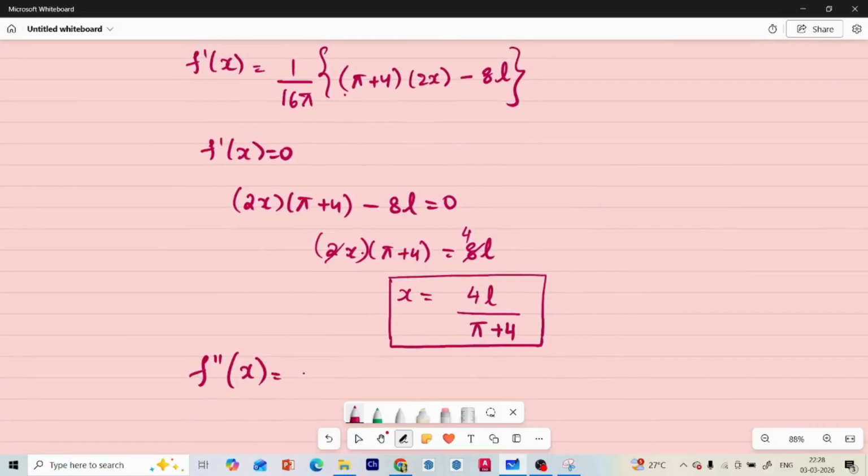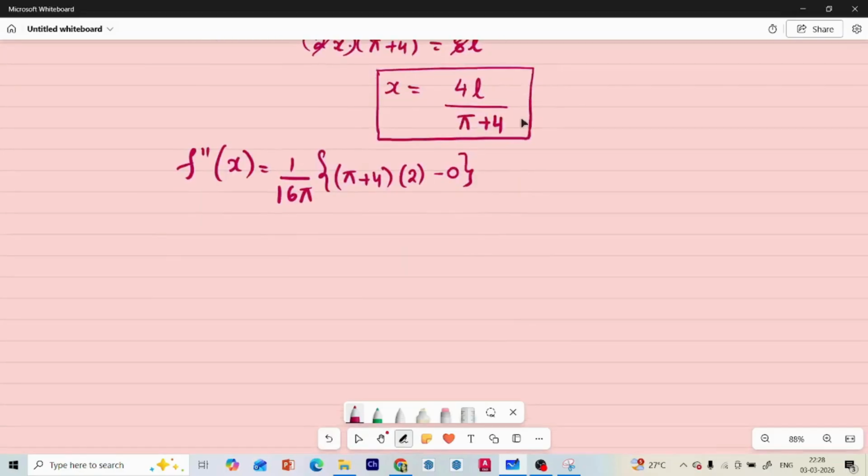f double dash x is 1 by 16 pi, outside as it is. And the term inside is pi plus 4 into 2, since 2x differentiation is 2, 8l differentiation is 0, it's a constant. So what is f double dash x? 2 times 8 done. So you got pi plus 4 by 8 pi, which is obviously greater than 0.